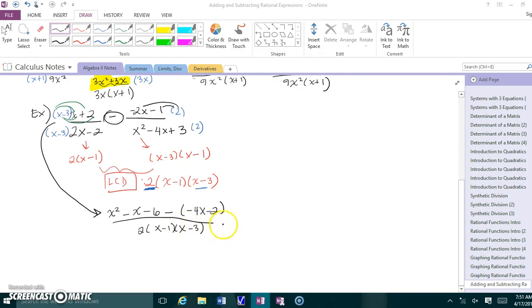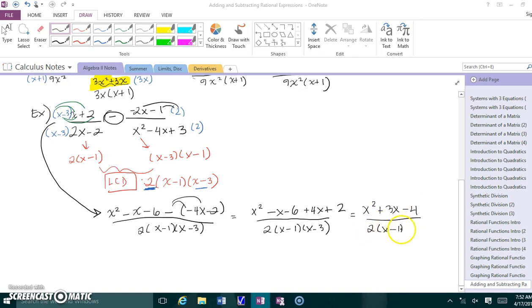I'm going to leave it in factored form. You'll see why in a minute. So I have x squared minus x minus 6 plus 4x plus 2. All I'm doing here is I'm distributing that negative, and that's still over my LCD. Okay, let's combine our like terms. Negative x plus 4x is plus 3x. Negative 6 plus 2 is minus 4.